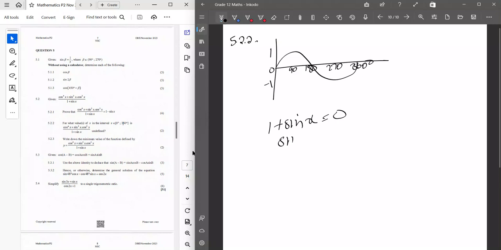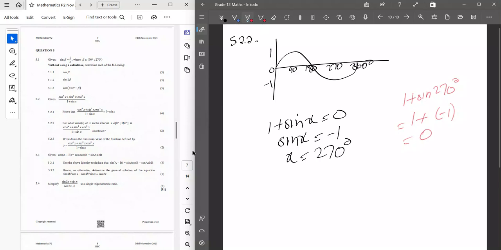So what do we have? We have sine x equals -1. When you say sine x equals -1, even if you don't find a reference angle, you can see that x is equal to 270 degrees. You are done. You have all your marks. Indeed, if x is equal to 270 degrees, this will be undefined. Let me show you: 1 plus sine 270. What is sine 270? It is -1. So this is 0.